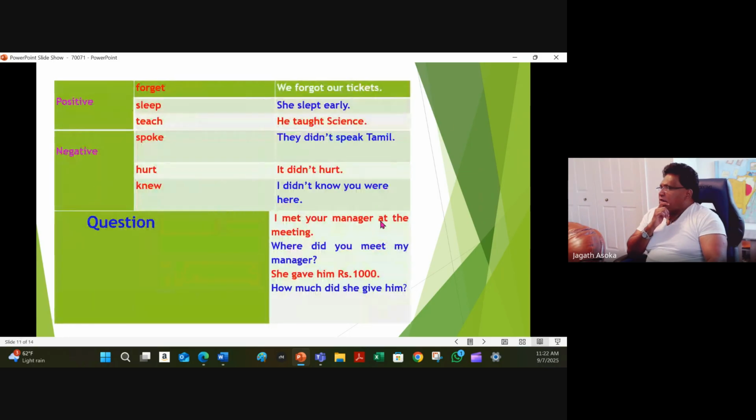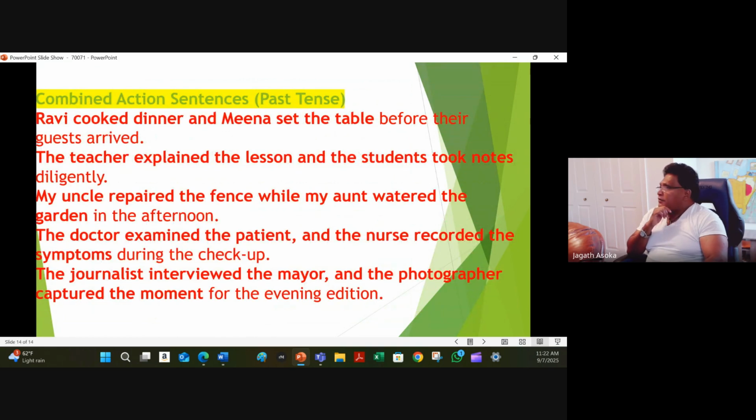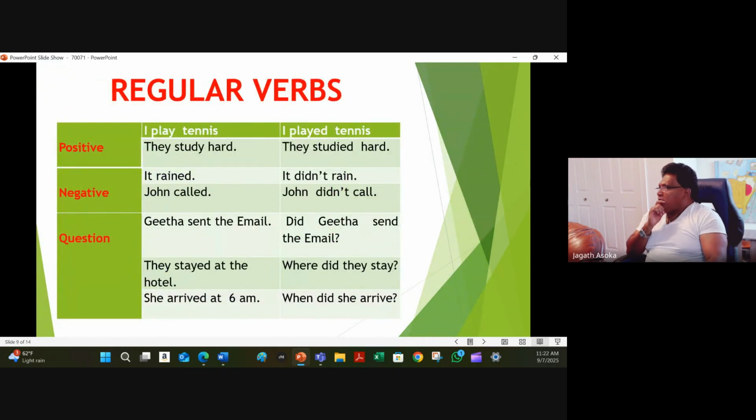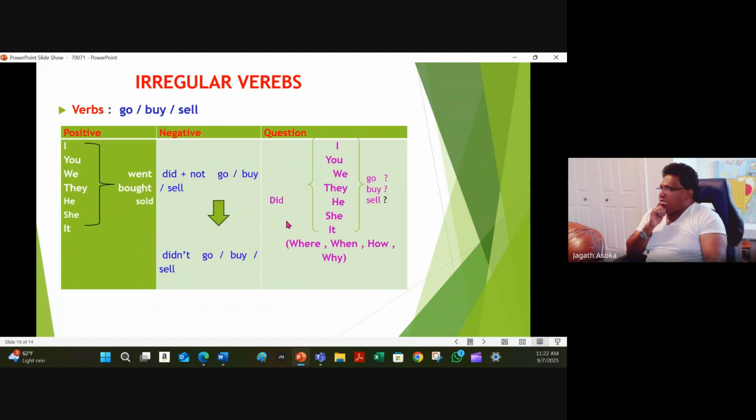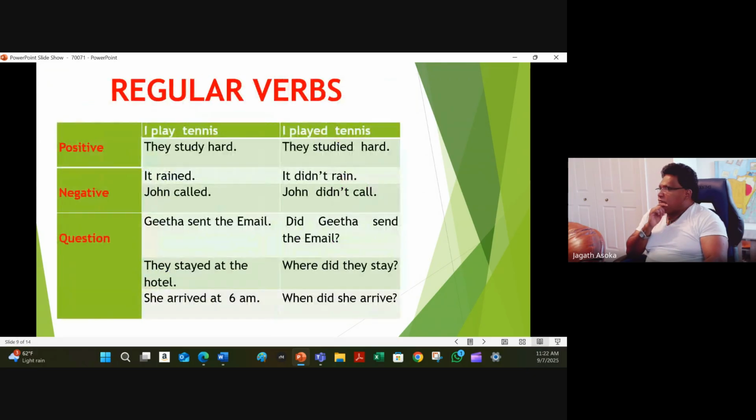Most people make this mistake. Here's the mistake: when they ask the question, we use did, right? The verb has to be in the base form. Some people would say, did Geeta sent, right? So no, it has to be in this form.